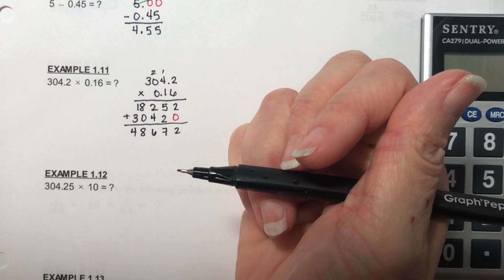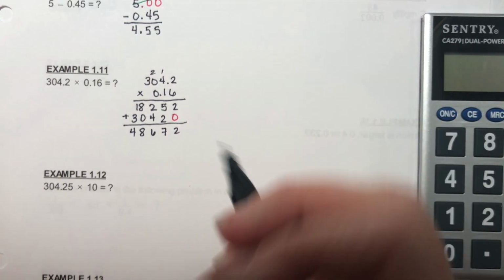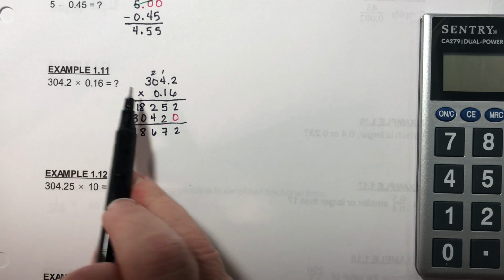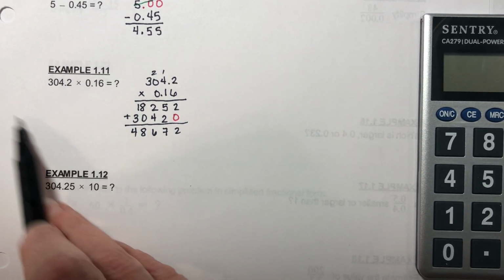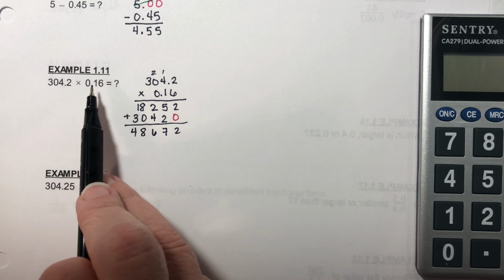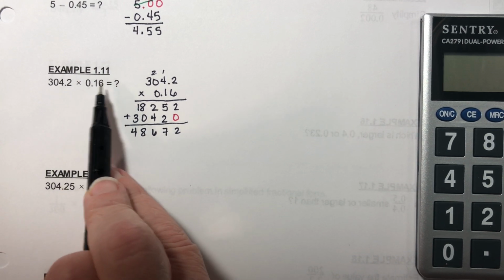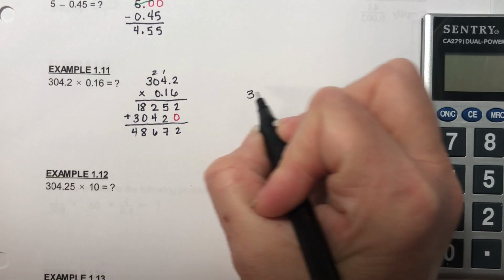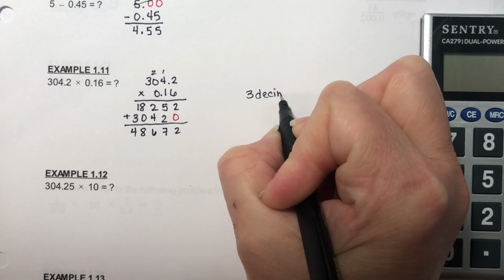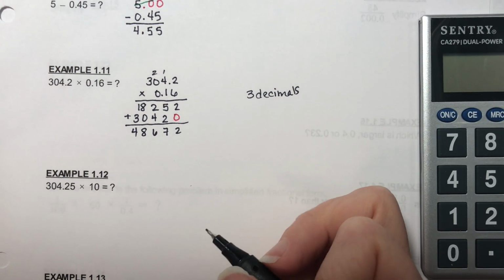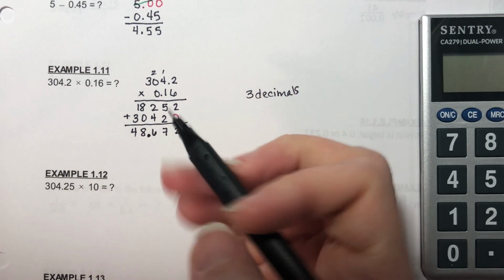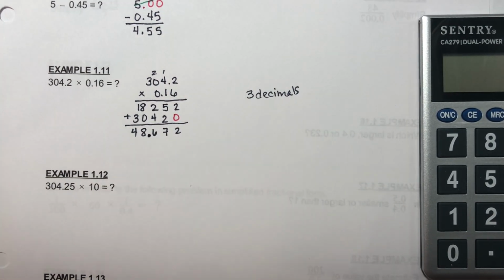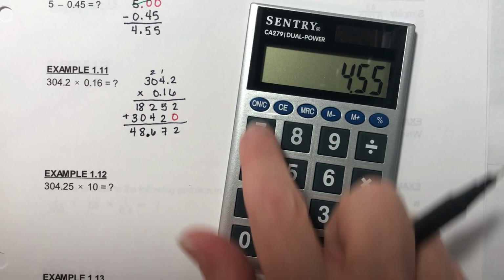Now we just need to figure out how many decimal places we have. What you do is you look at your original problem and you count how many digits you had after the decimal place in total. Here I have 1, here I have 2. So 1, 2, 3. I had 3 decimals in the multiplication problem, so I have 3 decimals here. This is 48.672. And of course, your calculator will do this as well, and more quickly.